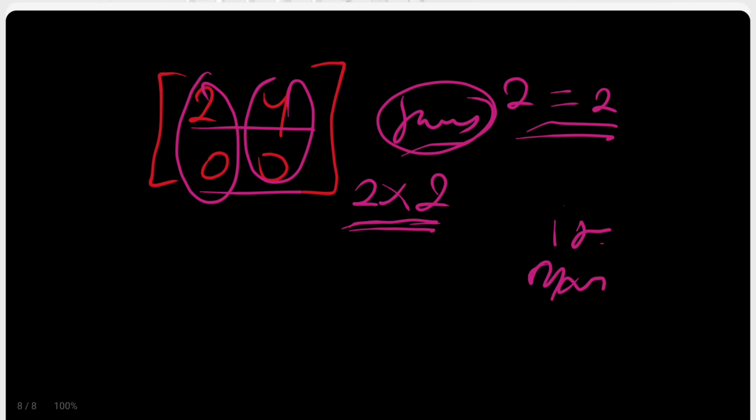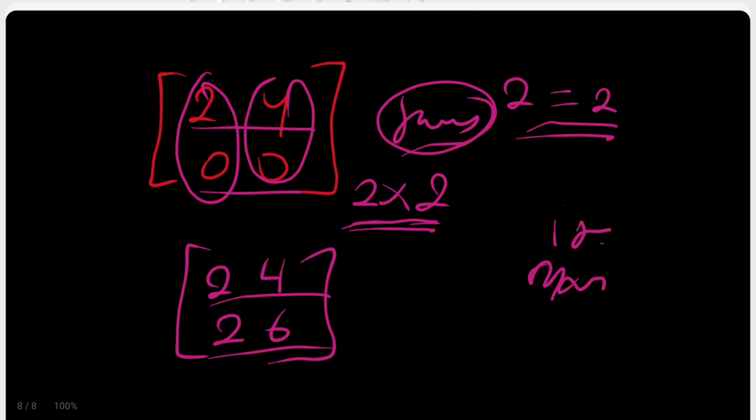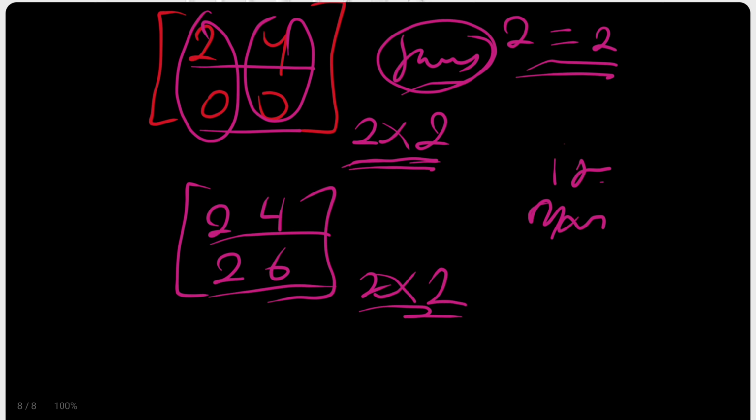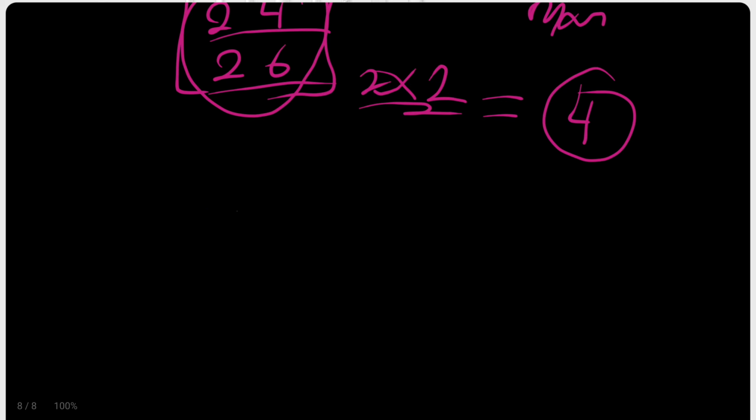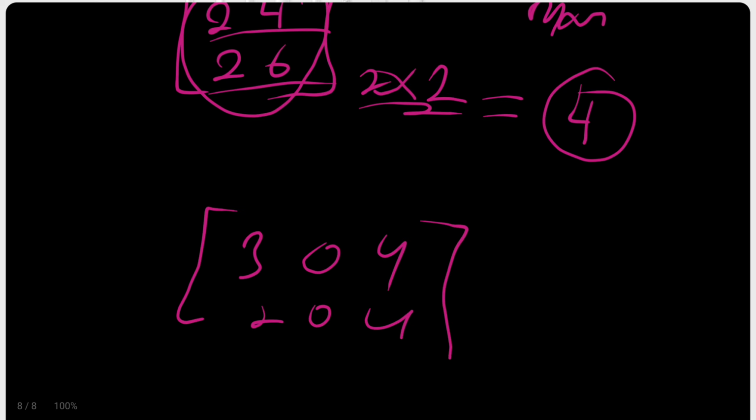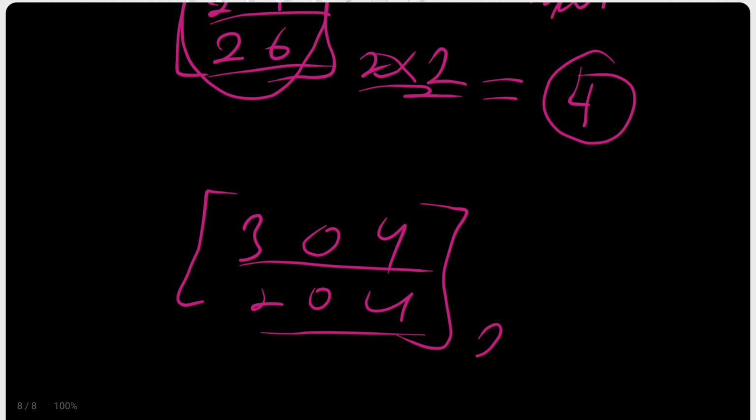Again, if I tell you this is a [2 4; 2 4], we can say it has 2 rows and 2 columns, it is a matrix, right? Now I'm asking, how many elements are in this one? In this there are a total of 4 elements. If they give you the matrix [3 0 4; 2 0 4], how many rows? 2 rows are there. How many columns? 1, 2, 3, so 3 columns are there.